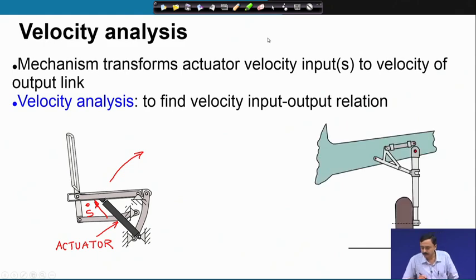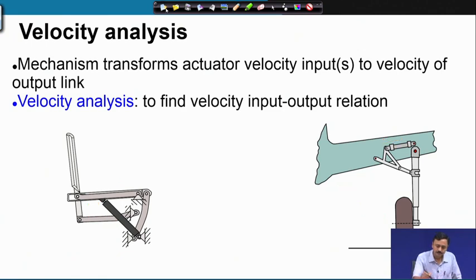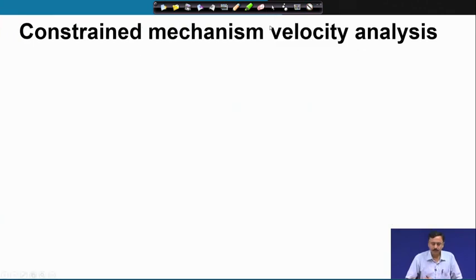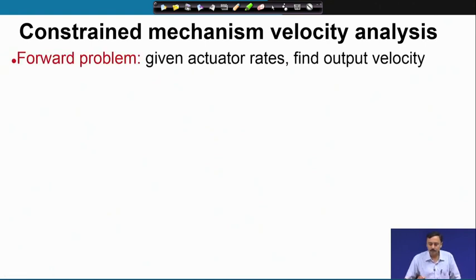Here is another example of the landing gear mechanism of an aircraft. So, if I want to know at what rate must this hydraulic actuator expand, so that I have a certain rate of retraction of the wheel. So, for constrained mechanisms, we are going to look at the velocity analysis problem. We are going to start with constrained mechanisms.